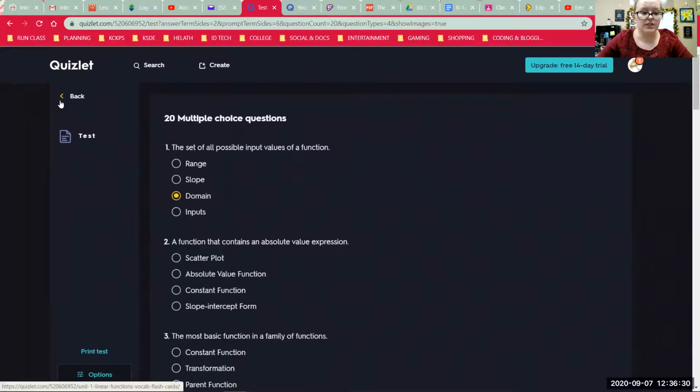So that's a good way to test yourself on your vocab before the actual test in class, because you need to know what these vocab words mean. So if a test asks you for the domain or the slope or the range, you know what it's asking for.